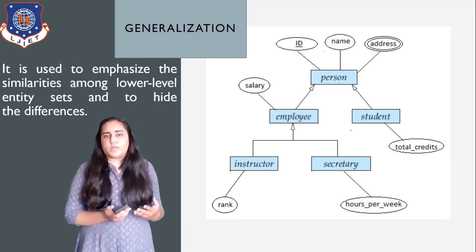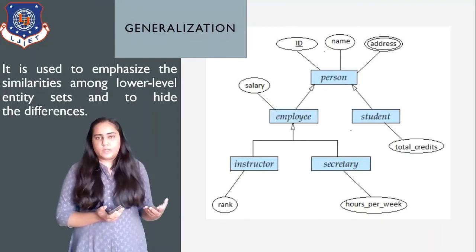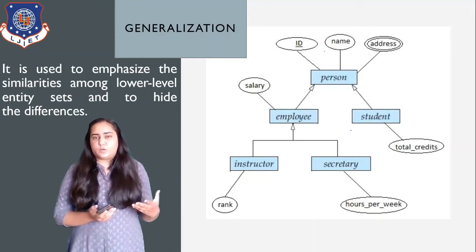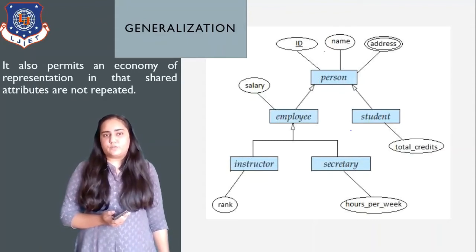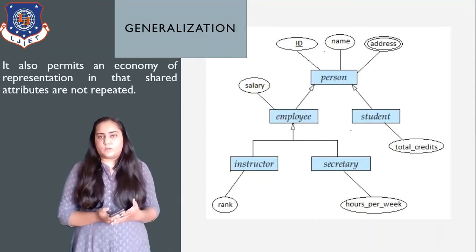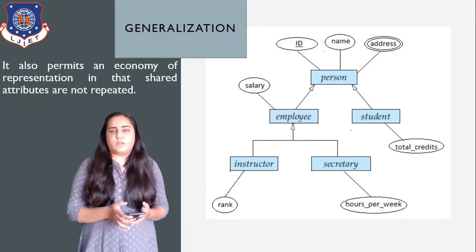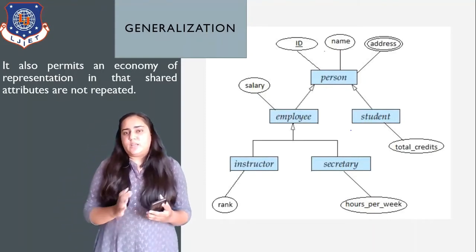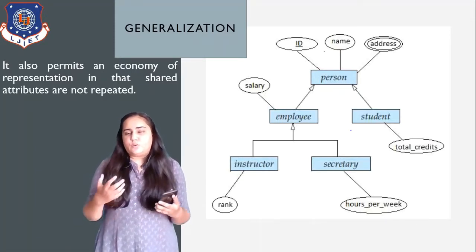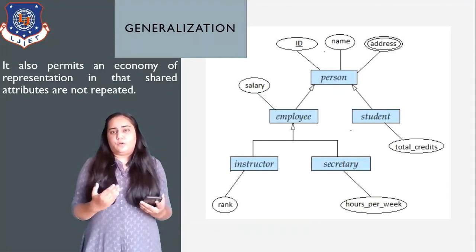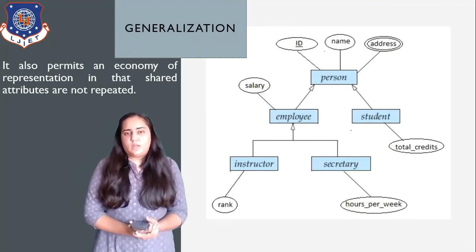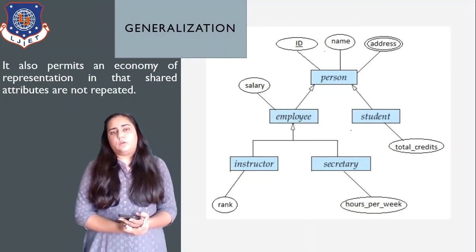Generalization is used to emphasize similarities among lower level entity sets and also to hide the differences. So this is what generalization is. It also permits an economy of representation in that shared attributes are not repeated. Like I said before, if you perform generalization, then all the attributes which are shared, you don't have to go on drawing them over and over again, because you just draw them once for a higher level entity set. So it gives you an economy of representation.